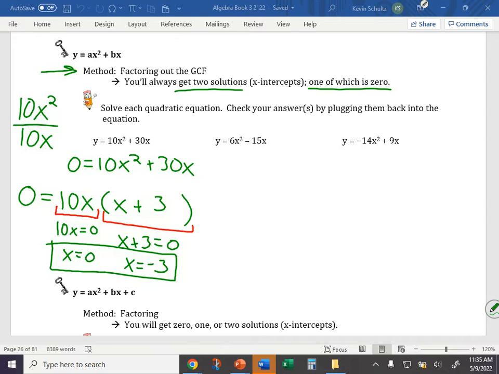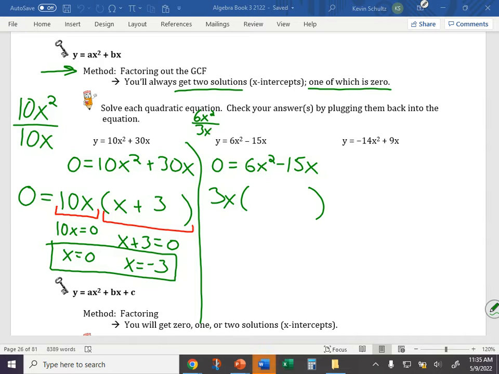Okay, let's look at the next one. y equals 6x squared minus 15x. We're going to set that y equal to 0. And our first step is to factor out the greatest common factor. What goes into both 6x squared and 15x? Anyone that hasn't participated yet today? 3x. Good, 3x, okay? And if we take a 3x out of 6x squared, what are we left with? Essentially what you're doing is you're taking 6x squared and dividing by 3x. What does that divide to be?